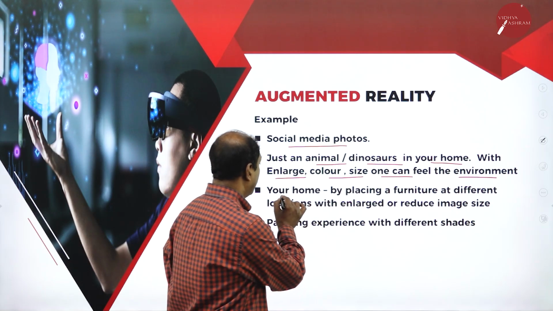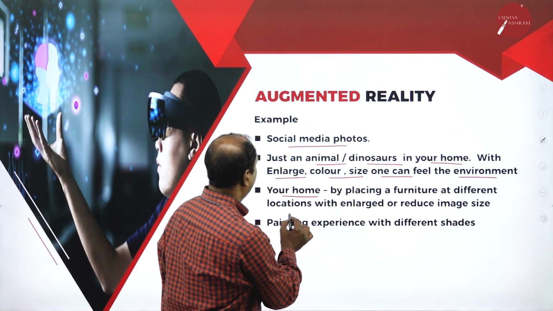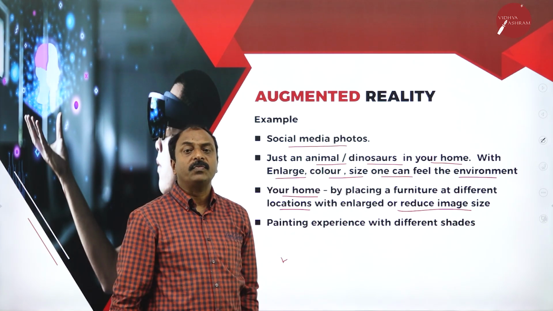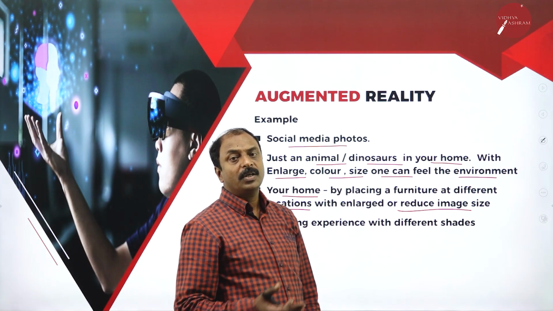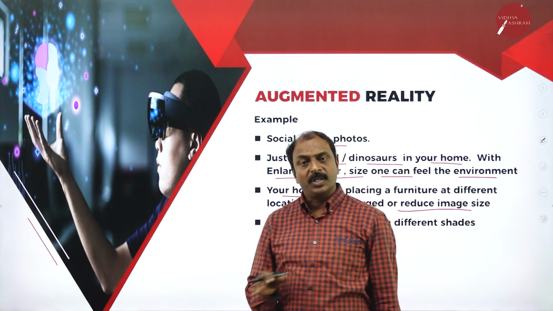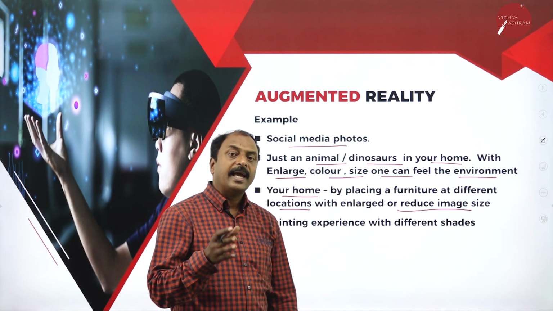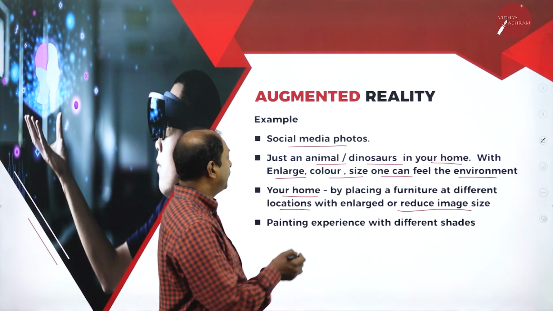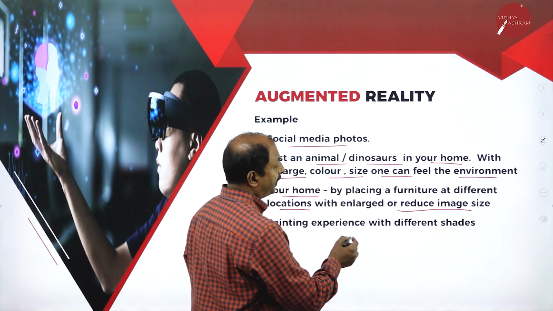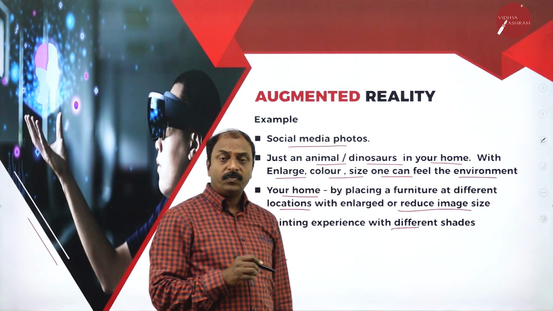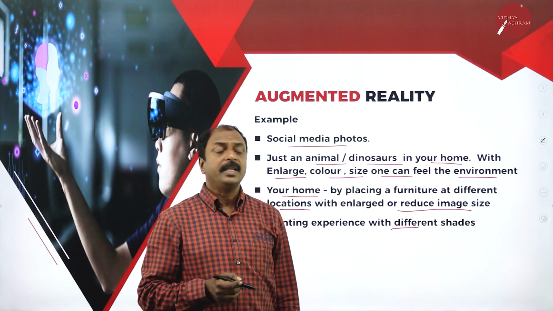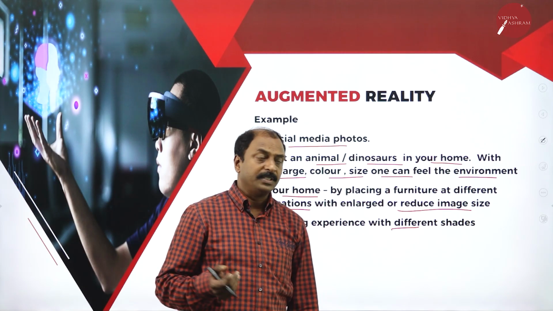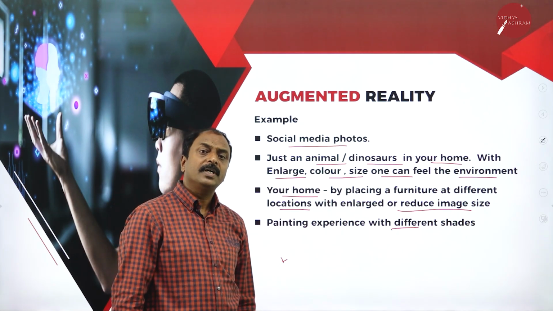Another example is home design, by placing furniture at different locations with enlarged or reduced image size. Suppose you want to design a home or you are looking for a particular furniture, so a particular object can be placed at different locations and we can feel as if it is a real environment. Now, painting experience with different shades: when you are planning to paint your home, you can experience different colors and shades on different walls or roof. That is also another example for augmented reality.